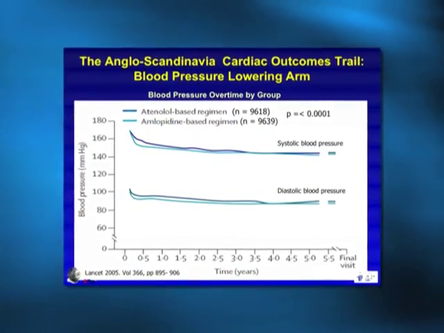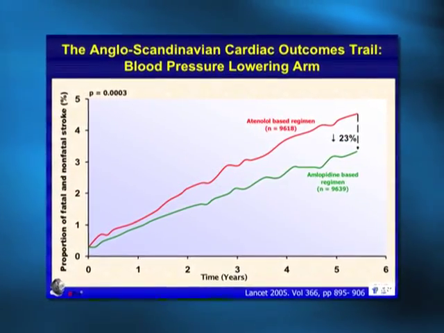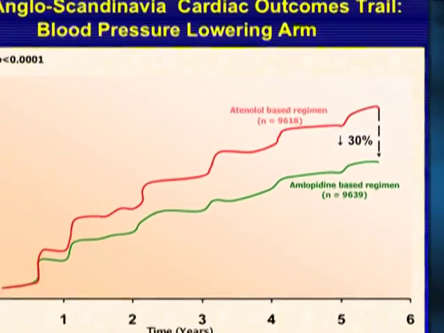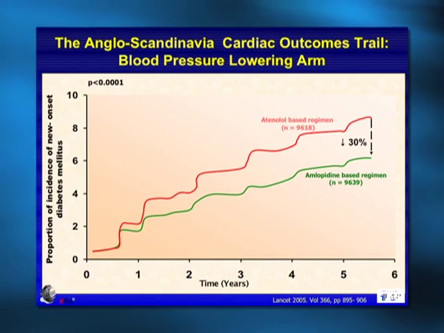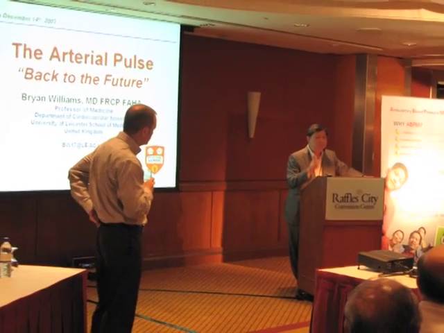But at the end of 5 years, the group that was treated with a certain drug called beta blockers had 23% more strokes and 30% more diabetics as compared to the second group. There was nothing you could find that could tell between the two if you looked at the statistics on the surface, until Professor Brian Williams, who is the author of CAFE, showed this is true. The central pressure is the one that you have to monitor, not the brachial pressure.